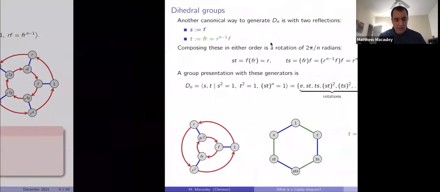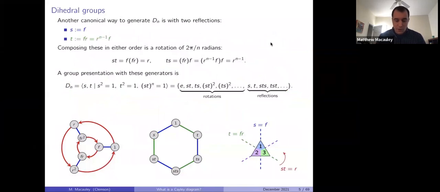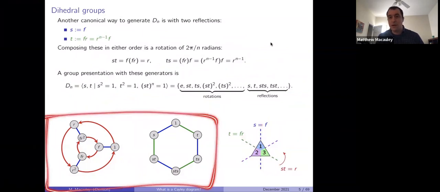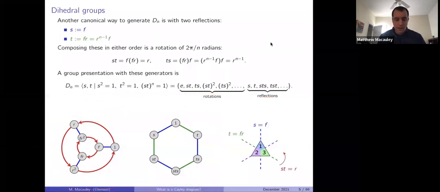Okay, so dihedral groups, you can also generate with reflections. So instead of generating with a rotation and a reflection, I can generate with this reflection and that reflection, because if you do those in either order, you get a rotation. So here's a Cayley diagram for this. These are 2 different ways to see the dihedral group, the symmetries of the triangle. And this generalizes for any n.